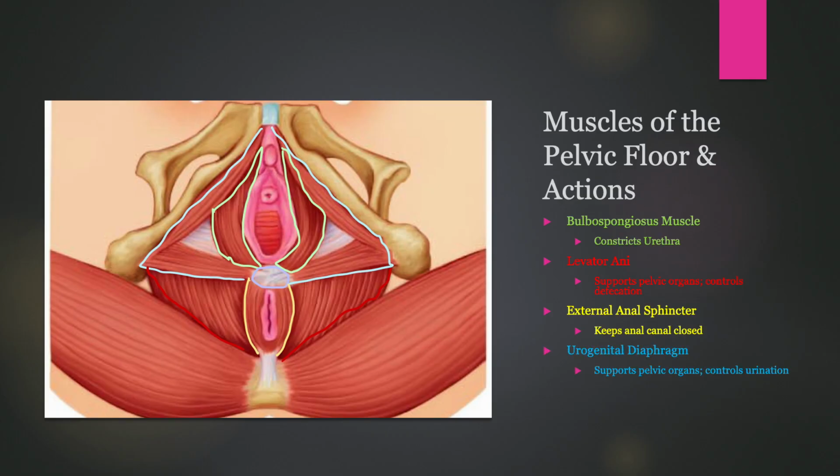Next, we have the urogenital diaphragm. So this is lined in like a light blue. It's not as dark as my writing is on the PowerPoint, but it's highlighted in light blue and it supports the pelvic organs and controls urination. Lastly, we have the central tendon of the perineum. That's a really, really light color purple in between the bulbospongiosus muscle and the external anal sphincter. It's circled in purple, and it's the tendon.